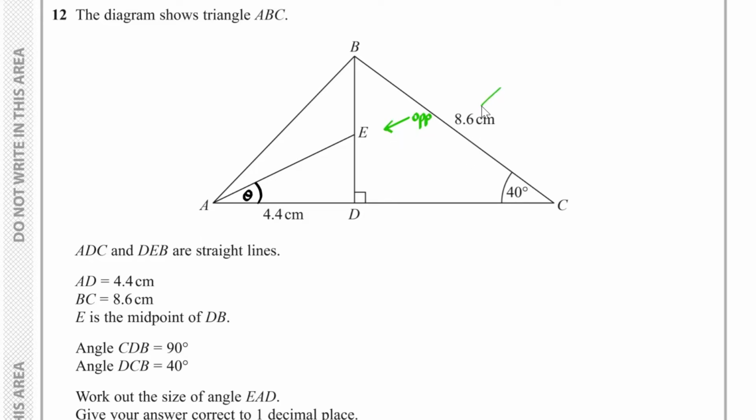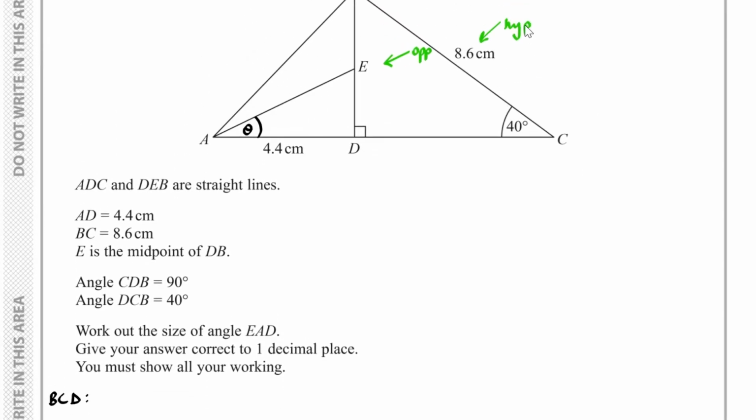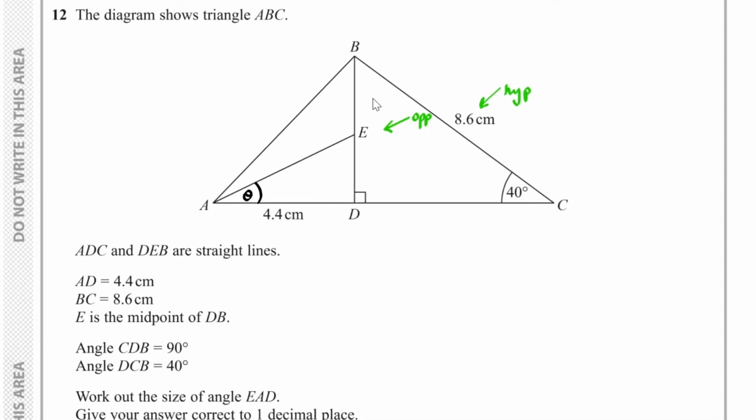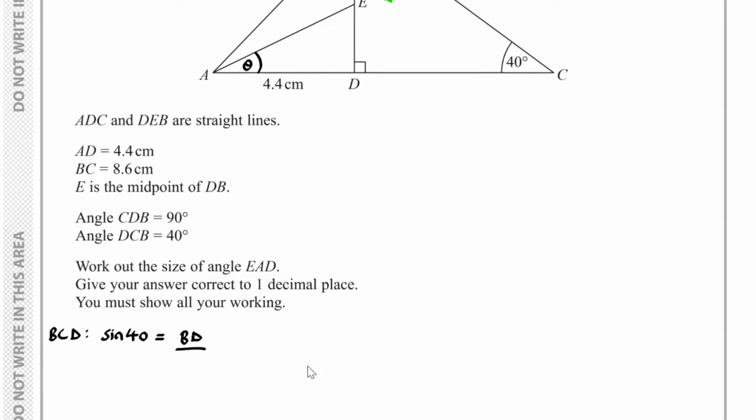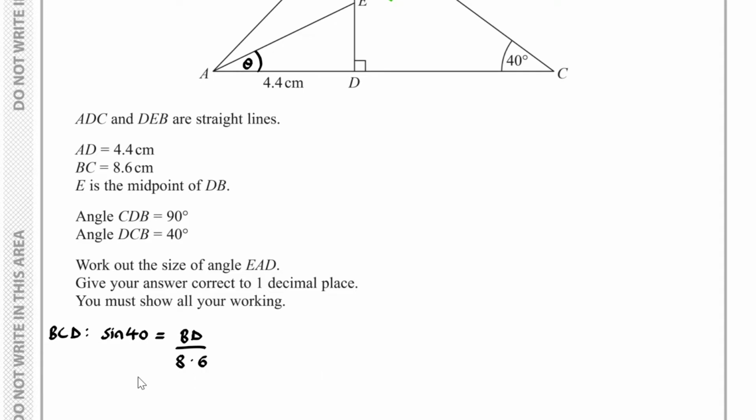We've got over here the 8.6, which is the longest side, opposite the right angle. That's the hypotenuse. So, therefore, what connects the opposite to the hypotenuse? That's sine. So we can see here that the sine of 40 is equal to the opposite, BD, divided by the hypotenuse, 8.6. We wish to find out what BD is. BD is equal to 8.6 times the sine of 40. We'll leave it like this for now.